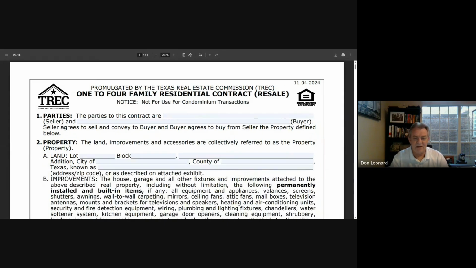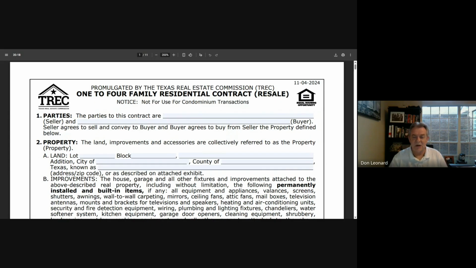Seller agrees to sell and convey to buyer. Buyer agrees to buy from seller. That is a promise for a promise. At this point, seller is promising to sell the property to the buyer. Buyer is promising to buy it from the seller. So promises have value, but probably not enough value to carry this transaction through. So that's where we start looking at earnest money, and we'll see that in section 5.